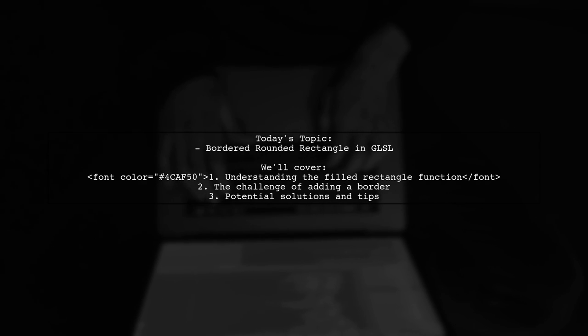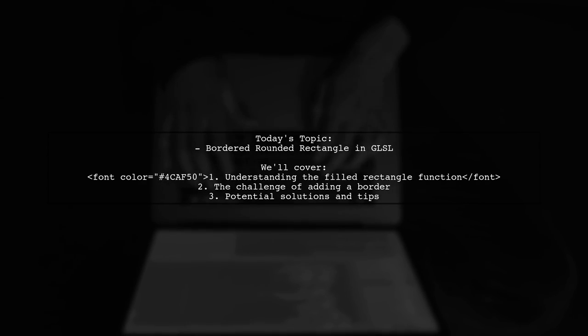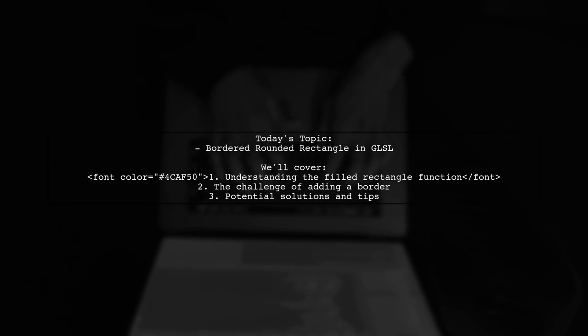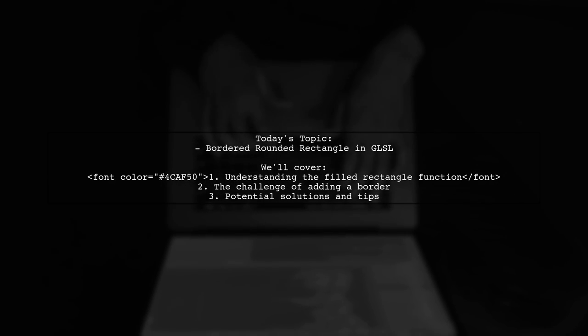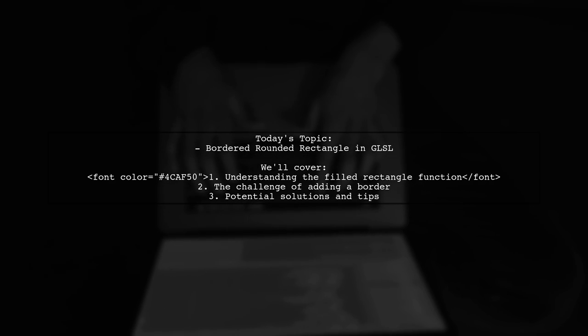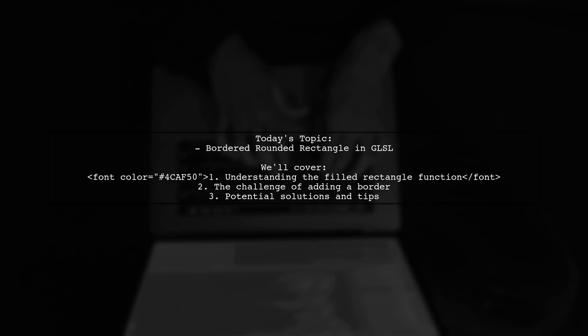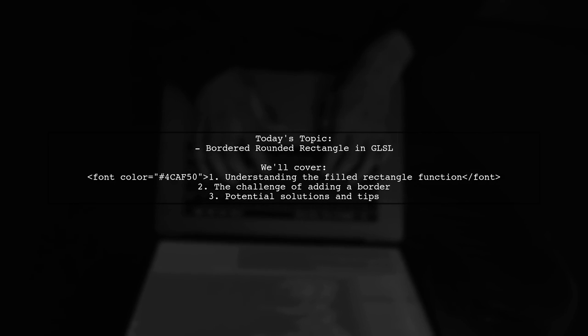Today, we're tackling a question that many graphics developers encounter. Our viewer is looking for a way to create a bordered rounded rectangle in GLSL. They've successfully implemented a filled rectangle using a specific function, but now they want to add a border instead. Let's dive into the details and see how we can help.